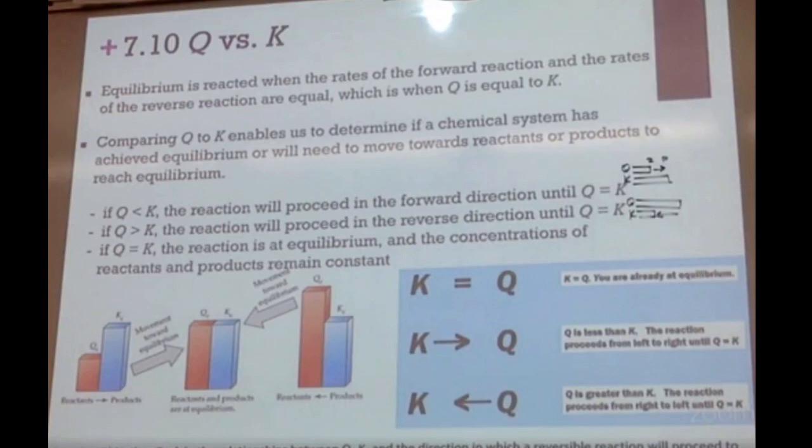AP wants us to use the Q versus K reasoning for pretty much everything now. If it says use Q, make sure you're talking about Q. We don't see Le Chatelier's principle actually being used as much anymore.